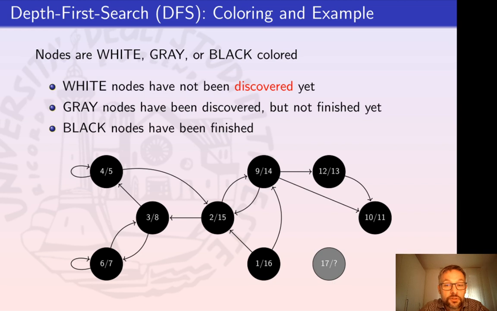So the first step is to discover it. The next step is to finish it, simply because it's not possible to reach any other nodes from it. Okay, and this is a simple example of the first visit.